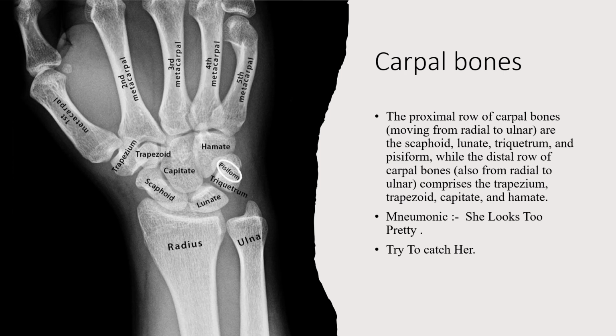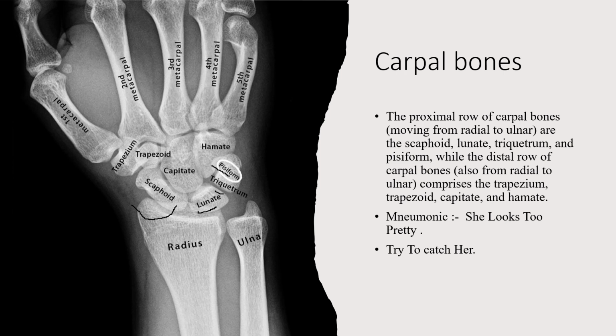Now let us learn the sequence of the carpal bones. We have a proximal and a distal row. The proximal row of carpal bones, moving from the radial side to the ulnar side, are the scaphoid, lunate, triquetrum, and pisiform. Here is the scaphoid. Then we have the lunate, this is the triquetrum, and the pisiform.